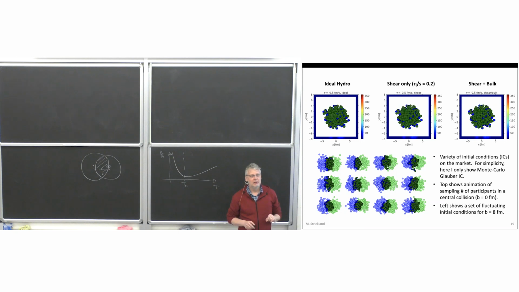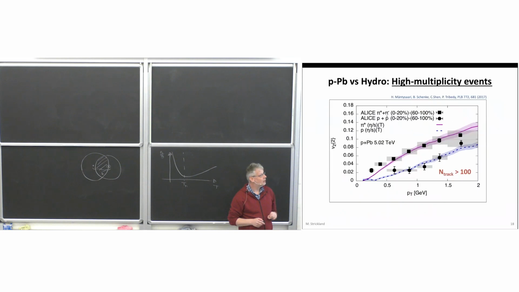Gabriel? The last result you showed for P-lead collisions, is this for one particular chain, or were there comparisons between chains? So this is using Bjorn Schenke, Chun Shen, Gabriel Denicol's MUSIC code. I believe the UrQMD afterburner. I don't remember the details from this paper, but yeah. It shouldn't depend on the chain.